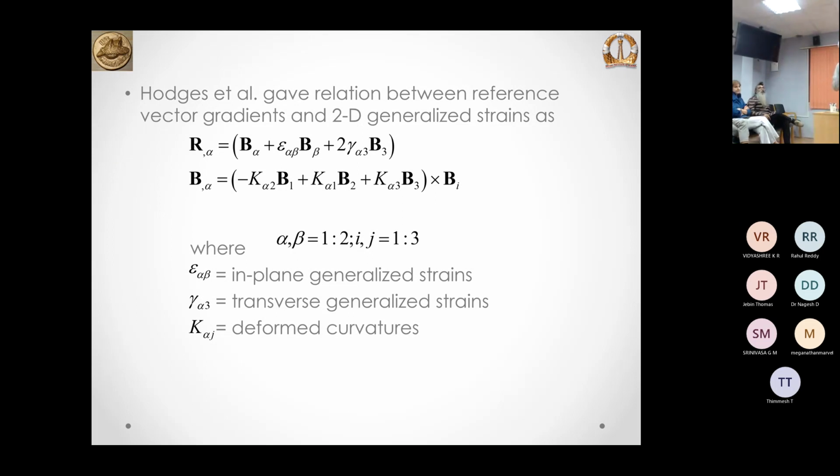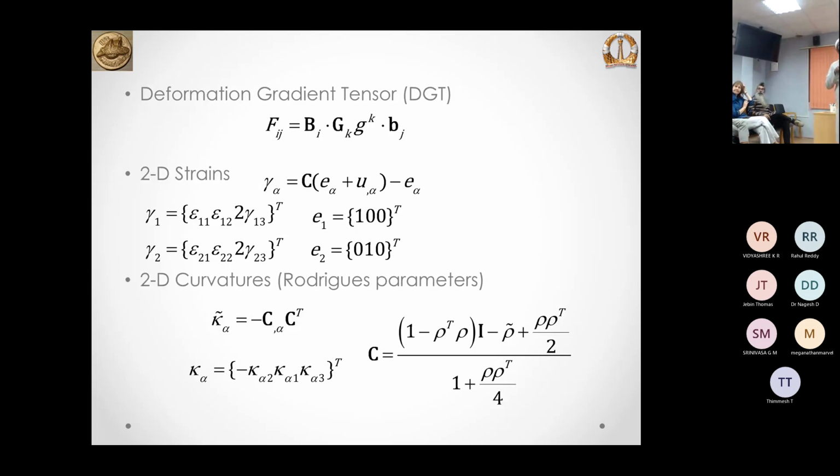Where epsilon alpha beta is an inplane generalized strain, gamma alpha 3 is a transverse generalized strain, sorry, not stress. K alpha j is the deformed curvatures. Now these are all in plane. These strains are all in-plane 2D strains. So we calculate the deformation gradient tensor using the covariant and contravariant basis formulations. From that we calculate the 2D strains. So the 2D strain is calculated from this formula.